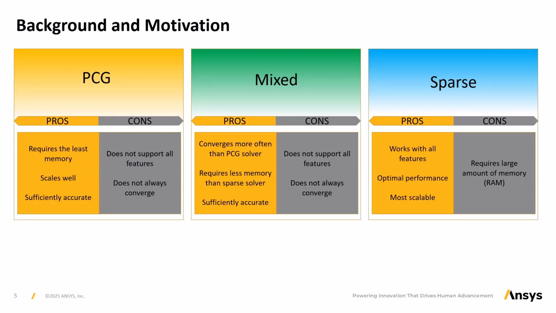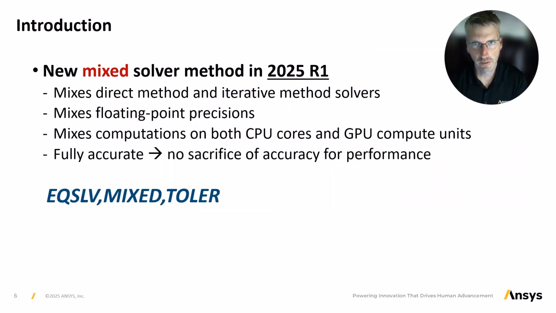So the mixed solver is shown here in the middle of the equation solver spectrum, somewhere between the sparse direct method solver and the most heavily used iterative method solver, the PCG solver. The mixed solver is positioned in the middle because it uses less memory than the sparse direct method solver, but more memory than the iterative solver. And the mixed solver also converges more frequently than the PCG solver, but is not quite as robust as the sparse direct solver. Starting in release 2025 R1, the mixed solver is available in the Mechanical APDL product.